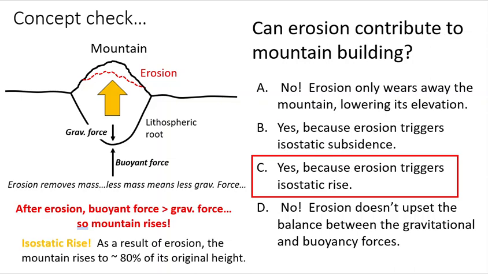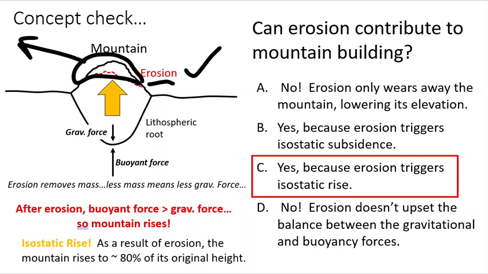Well, somewhat strangely, and maybe counterintuitively, it turns out that yes, erosion can actually contribute to mountain building, specifically because erosion can trigger isostatic rise. So let's think this through here. Notice that Mother Nature is wearing away the top of the mountain by erosion. So all of this mass at the top of the mountain is being removed. It's probably being carried elsewhere by rivers and glaciers, that sort of thing.